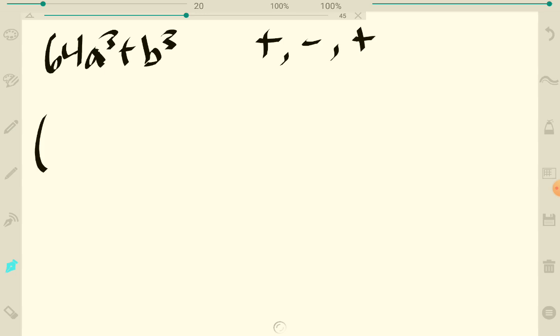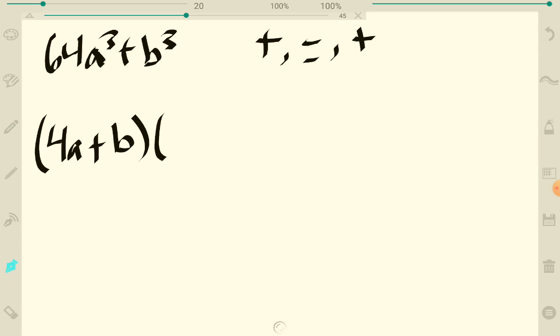So let's take a cube root of 64. So 2 times 2 times 2 is 8. Let's move on to 3. 3 times 3 is 9, times 3 is 27. So that doesn't work. 4 times 4 is 16, times 4 is 64. So that is our cube. So it would be 4a and then plus. And the cube root of b is just going to be b.